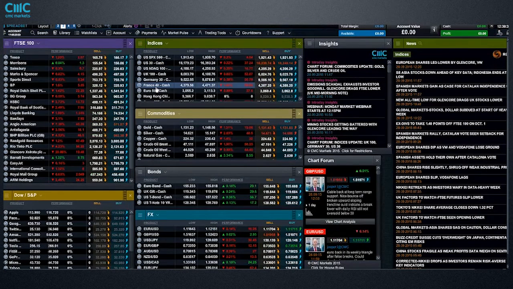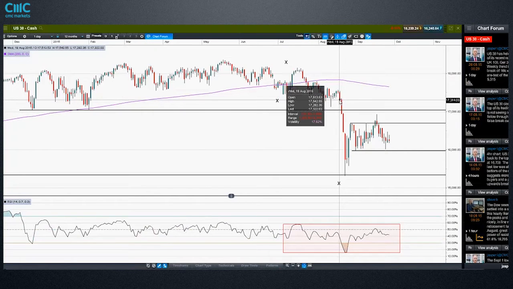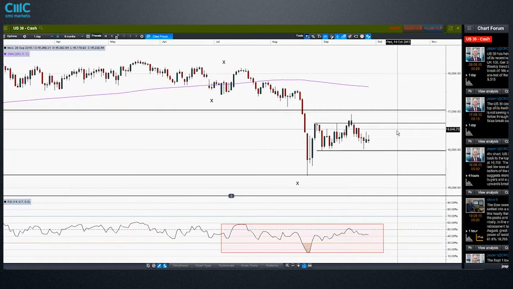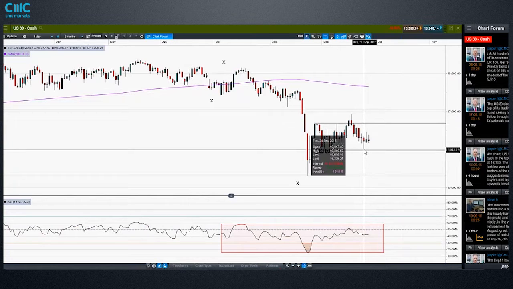Looking across to the US 30, there's the same range, same sort of false break up near the top, and the resulting drop, but we have recovered off the base of the range. This was Thursday's move in and around the comments from Janet Yellen.